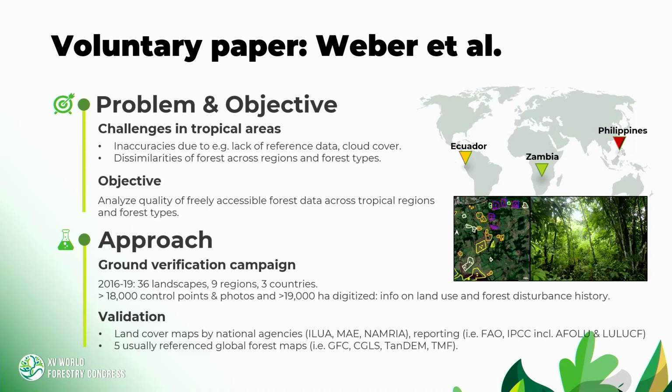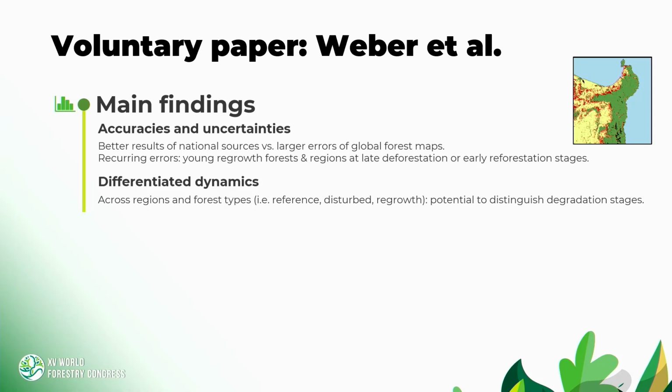With this, we could validate the accuracies of five global forest maps, commonly used and referenced, but also the main land cover maps produced by the national agencies of the countries we work with. These are the maps commonly used for international reporting to FAO, for instance. We observed clear differences in the dynamics across regions and forest types, which already suggests the potential of remote sensing in distinguishing degradation stages, for instance. And we also observed much better accuracies of the national maps. This highlights the improvements made in recent years in the monitoring capabilities of the agencies in the three countries we worked with.